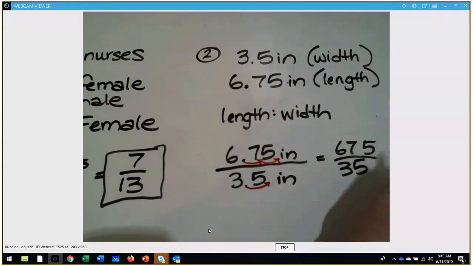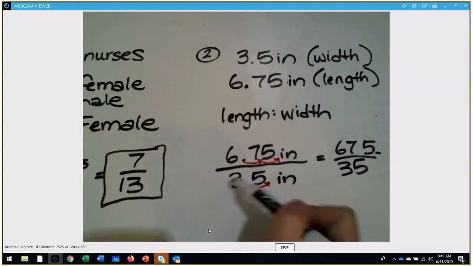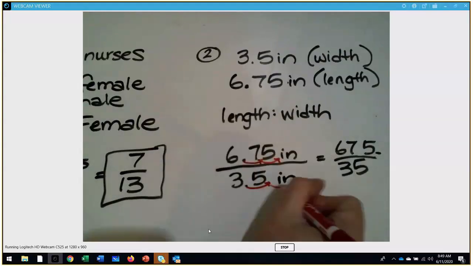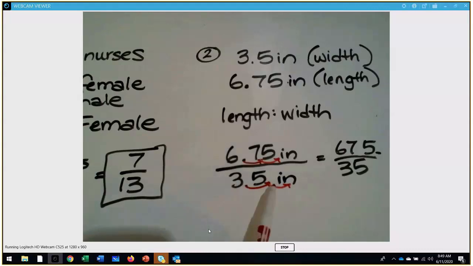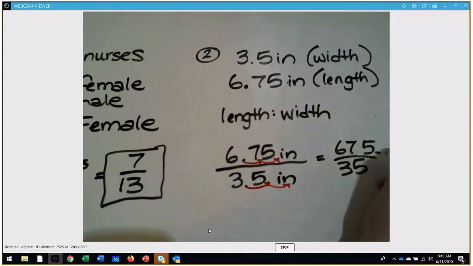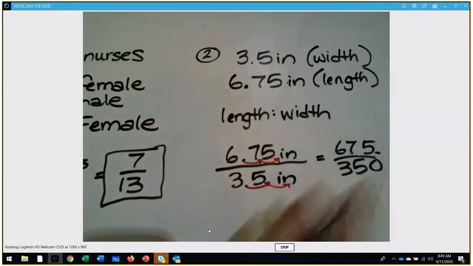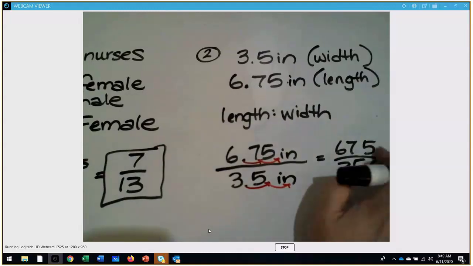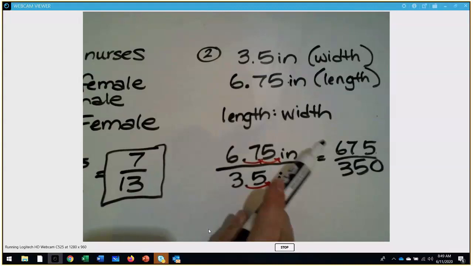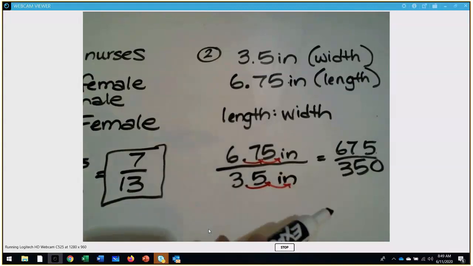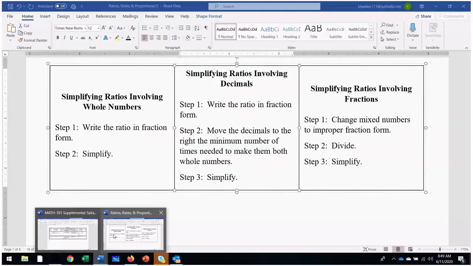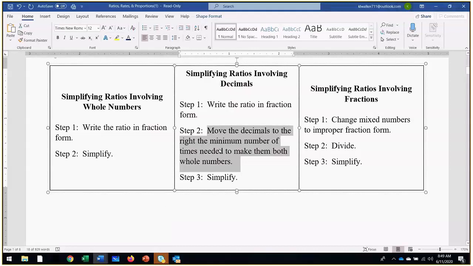My decimal's in the back. And if I do twice to the top, I've got to do twice to the bottom. And that means I need to add a 0 to this one to make them both whole numbers. So now I've got a fraction with no decimals anymore. And that's what step 2 is telling you to do. Okay, move the decimals to the right, however many times is needed to make them both whole numbers. So now they're both whole numbers, and then we're going to go to the simplifying.